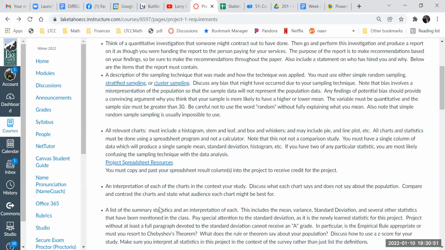Should we be citing any outside resources? Definitely. If you can use any resources, you should cite them. It is a paper. Okay, some of you will have resources, some of you won't.